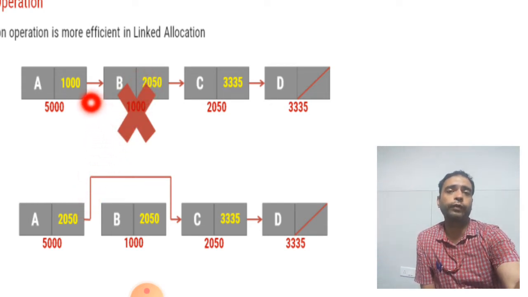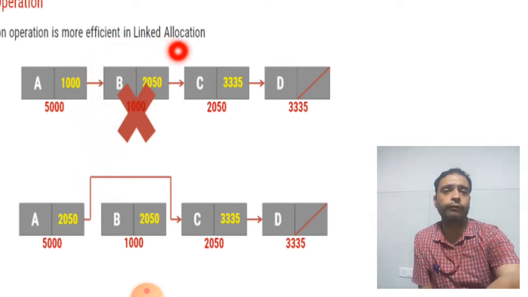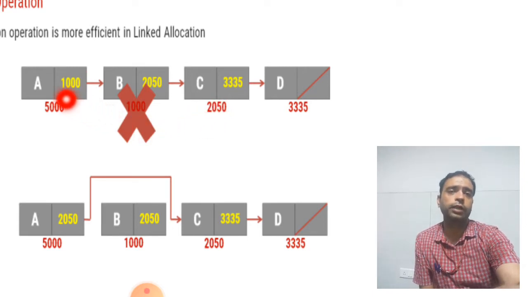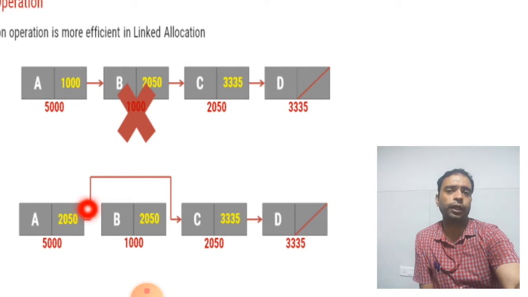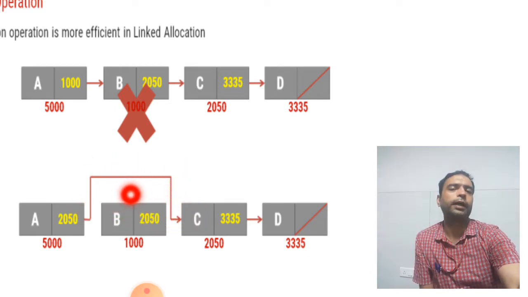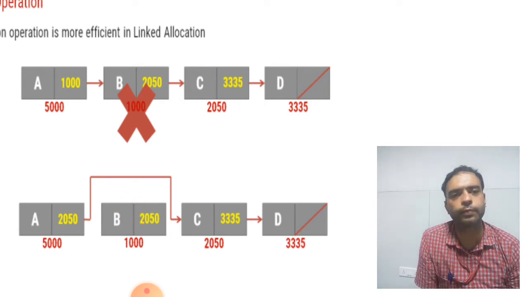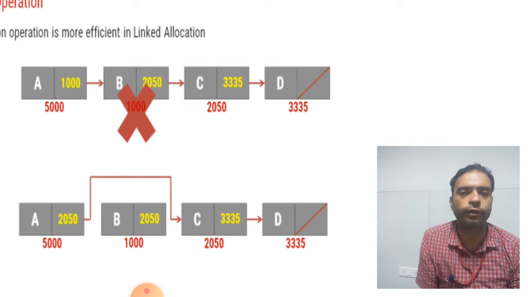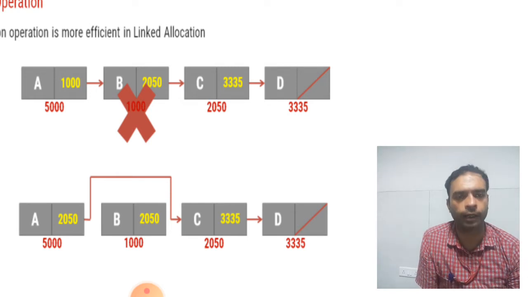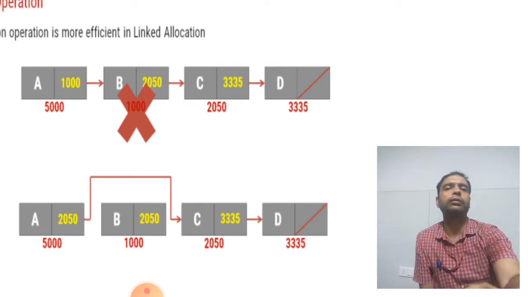Now what we have to do, we have to just replace this part with the address of this. So 1000 is to be replaced by 2050. So 2050 is shown here. Now it will show the address of C directly. So B will be eliminated and it will be given as information that this particular node with information B is deleted finally. So this is how the deletion is done.